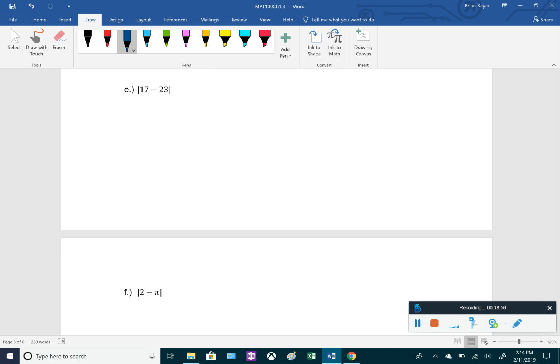Next one, the absolute value of 17 minus 23. So we have to do what's inside of it first. 17 minus 23 is negative 6. The absolute value of negative 6 is 6.